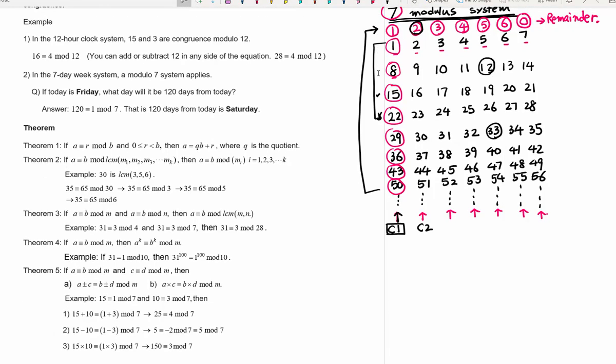So, for example, I'm going to choose 31 and 10. 31 is congruent to 10 mod 7. The question is, we're going to find the remainder when 31 is divided by 7. But this is 10, so we find the same column, which is 3 over here, which is less than 7. You can subtract 7. In the same column, 31 is still 3 mod 7. Since this number is less than 7, we can say 3 is the remainder.